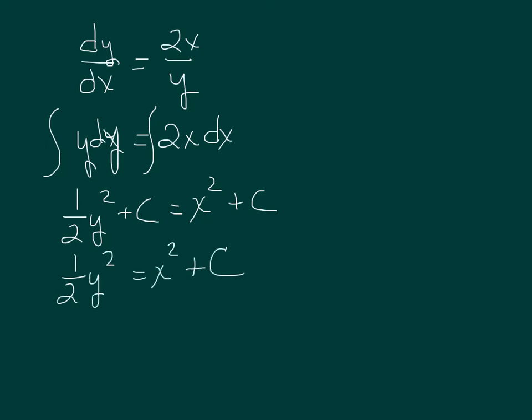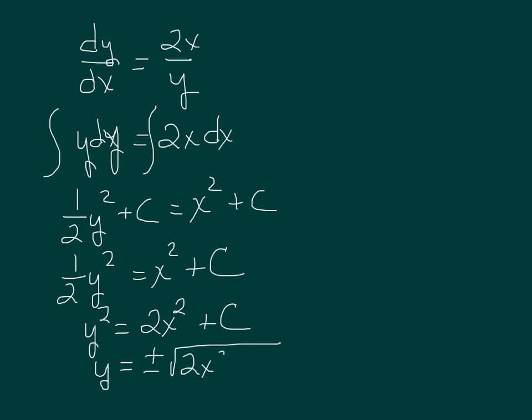Now, I'm going to solve this for y, not y squared. So the first thing is to multiply everything by 2. But 2 times a constant is still a constant. And when we take the square root, we have to remember that there are two possibilities. So this is a general solution for that differential equation.